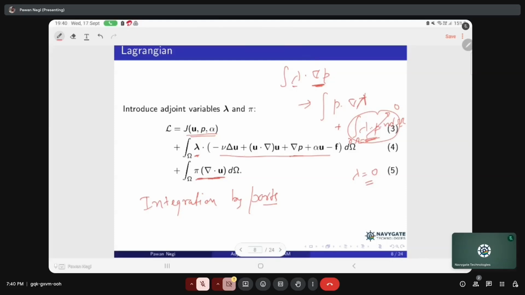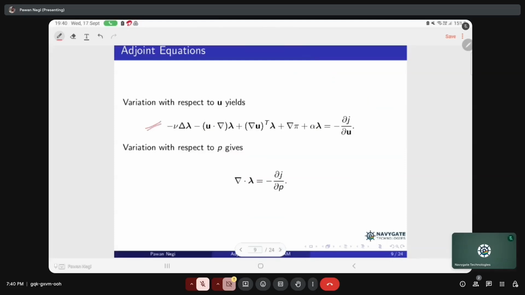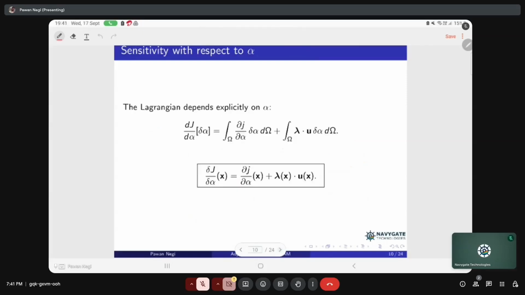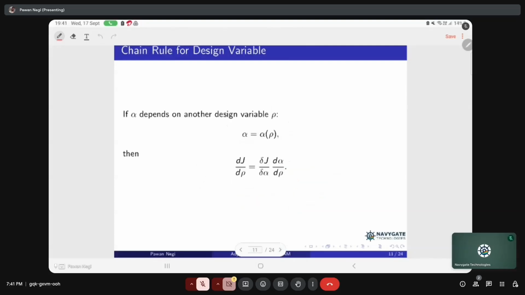And we move the derivative from the primal variable to the adjoint variable, and we get these equations, which are the adjoint equations. These two are 0, the derivative of the objective function with respect to the flow variables, U and P. Now, our sensitivity is converted to this, where this is our primal variable and this is our adjoint variable. This is just a simple dot product of the primal and adjoint variable, and this is the derivative of this objective function with respect to alpha. These are easy to evaluate. And if this alpha is dependent upon some other design variable, then we have this, which is a little bit advanced, but if there is something, then you can always evaluate this.